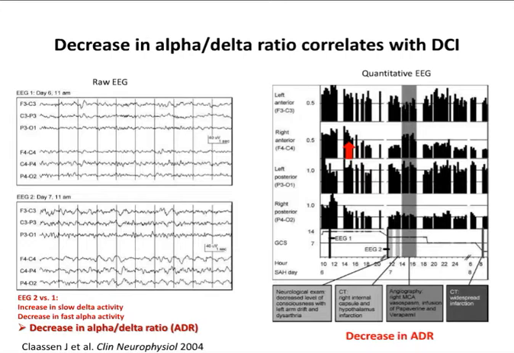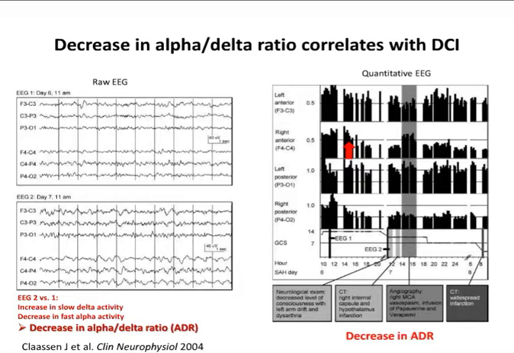the EEG. So if you have a decrease in fast alpha activity and an increase in slow delta activity, so reduced brain function, you can calculate a decrease in the alpha delta ratio. And this is an example of a patient with delayed cerebral ischemia where this decrease in alpha delta ratio preceded the occurrence of the symptoms.